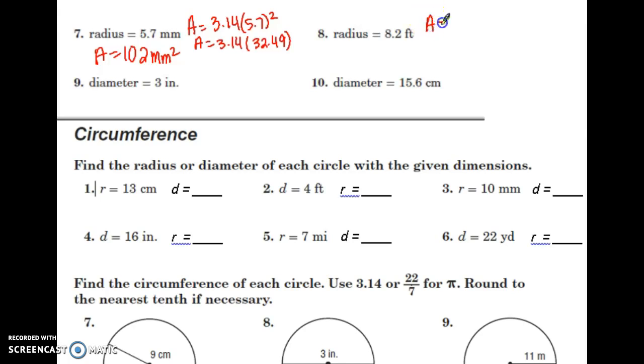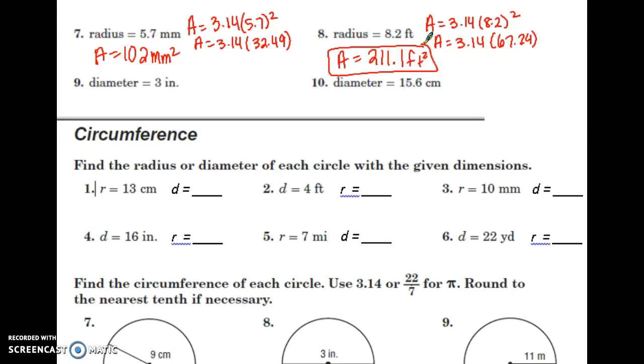Number 8, the area is pi r for the radius squared. 8.2 squared is 67.24. And when you multiply that by pi, you get 211.13, so that rounds to 211.1 square feet.